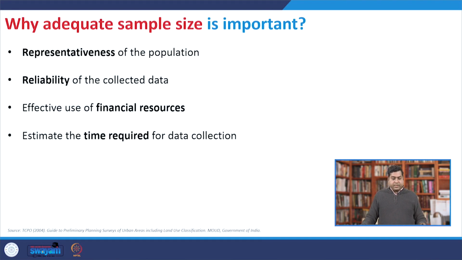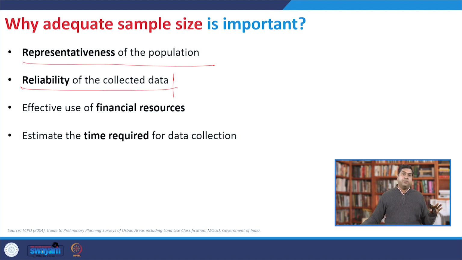Now why is adequate sample size important? In this aspect, it should represent the population, and for that, whatever sample is required, you need to do. Reliability of the collected data. That is why I am saying if my sample data collection is not representative of the population, the question will always be there that the overall information is not being captured adequately. There might be some difference in opinion which is not represented through your population.